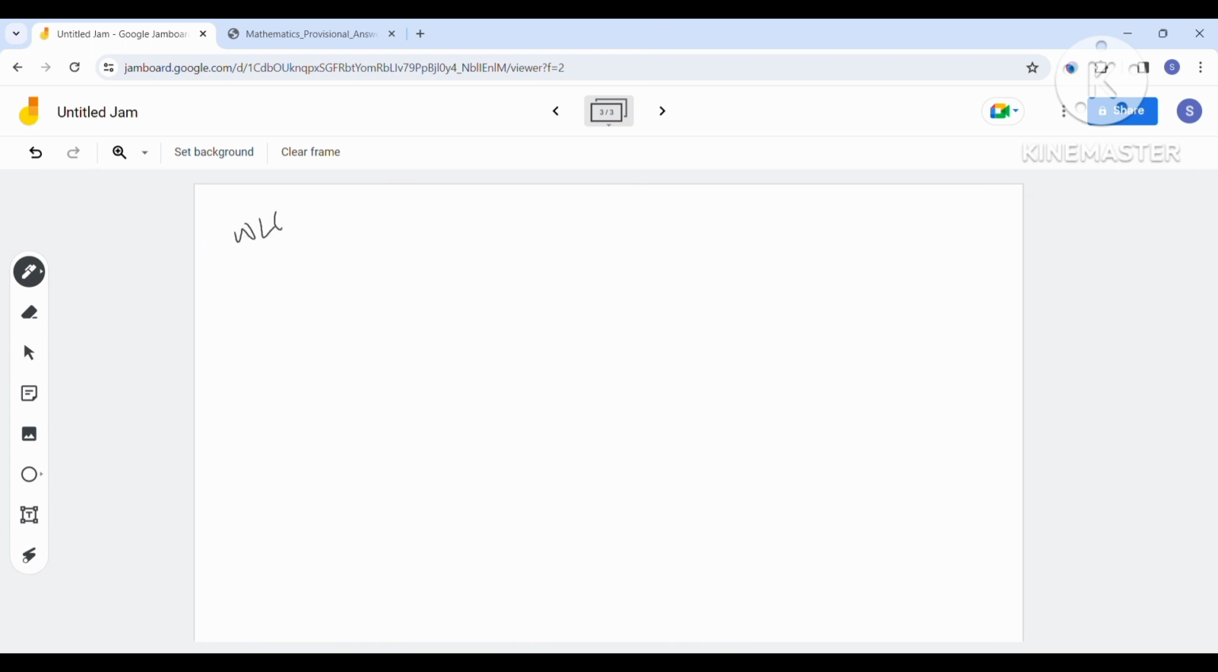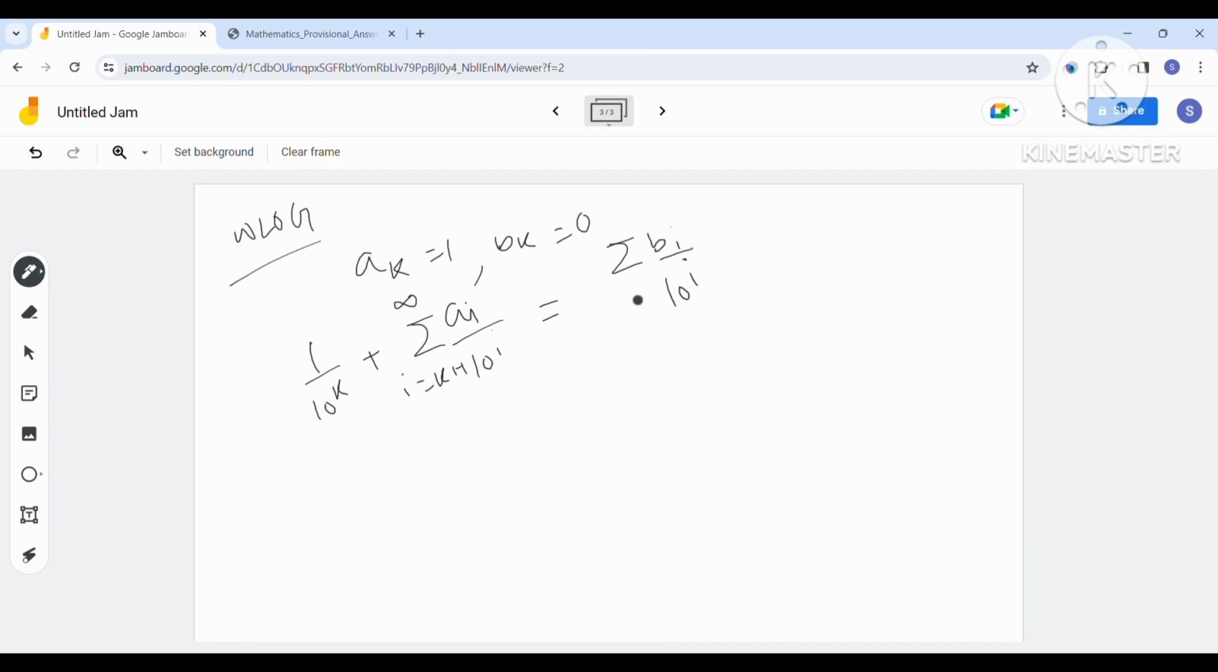So since ai can take either 0 or 1, without loss of generality I can assume that ak equal to 1 and bk equal to 0 because they are not equal. So if ak takes value 1, then bk will be 0. Then 1 by 10 to the k plus summation ai by 10 to the i, i equal to k plus 1 to infinity, is the same as summation bi by 10 to the i, i equal to k plus 1 to infinity, because bk is already 0.